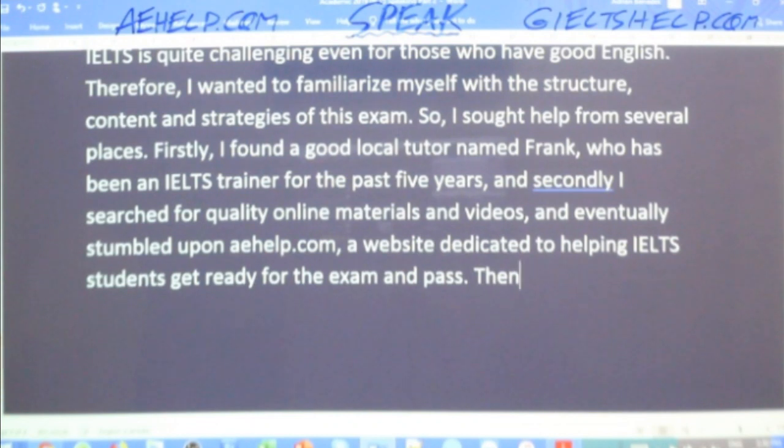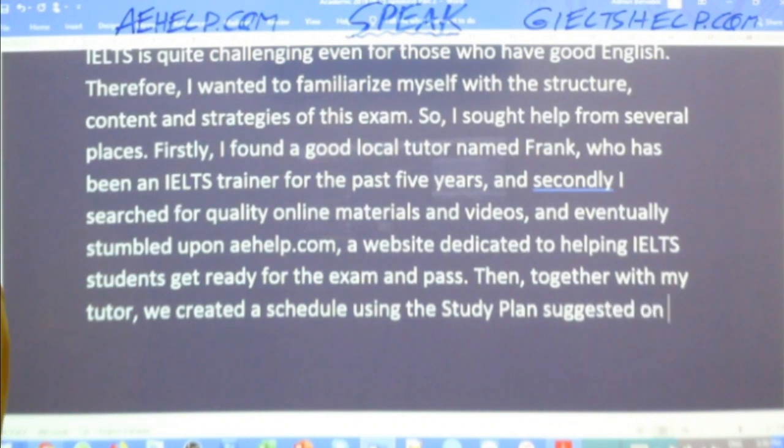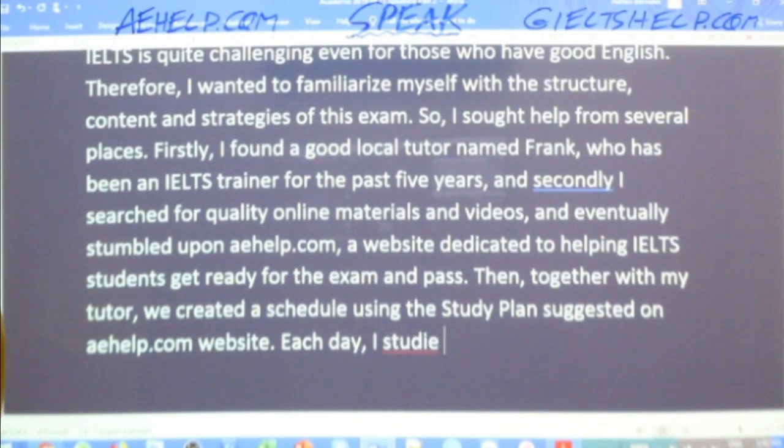Then, together with my tutor, we created a schedule using the study plan suggested on the aehelp.com website. Each day I studied for 4 to 5 hours or 5 to 6 hours, and then we continue.